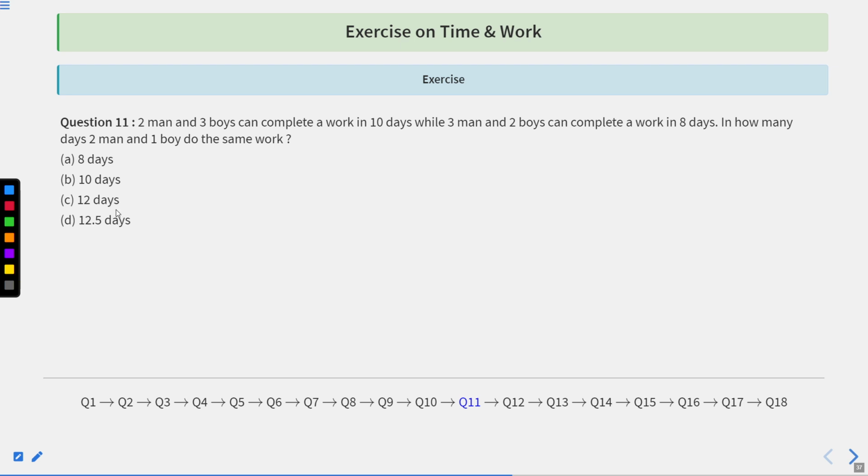Now to question 11. 2 men and 3 boys can complete a work in 10 days, while 3 men and 2 boys can complete a work in 8 days. In how many days can 2 men and 1 boy do the same work?